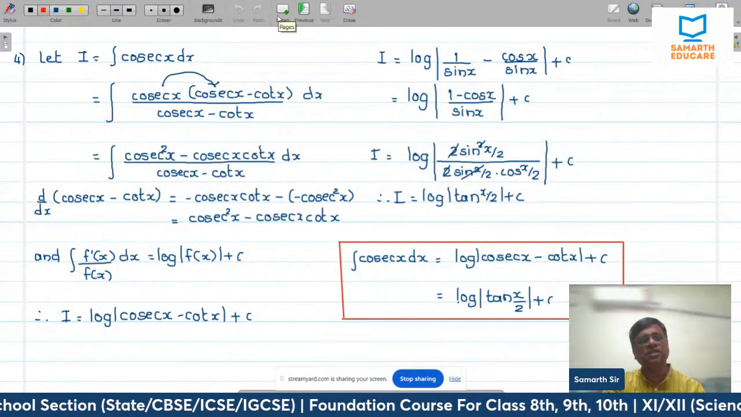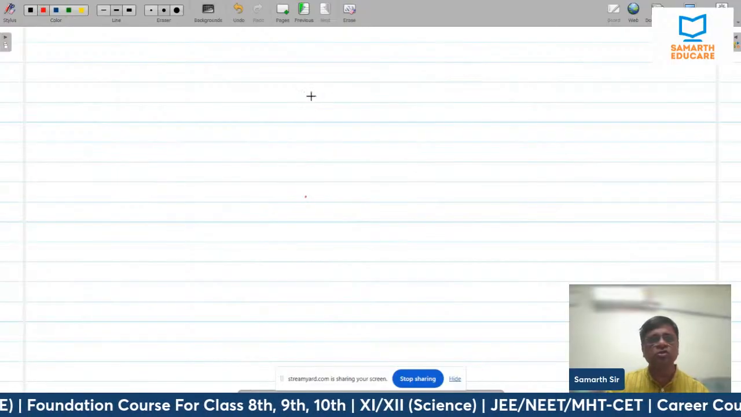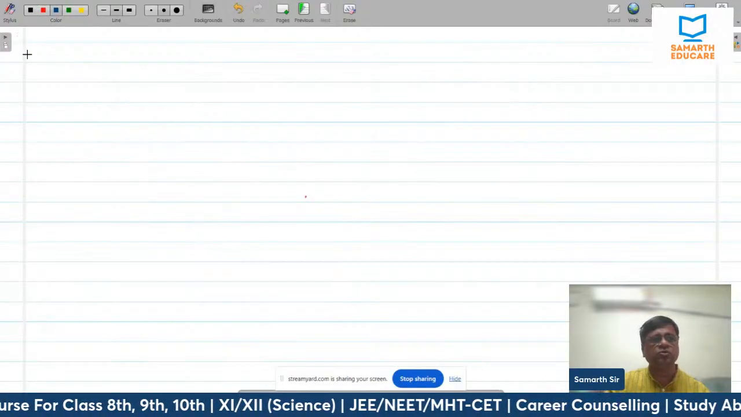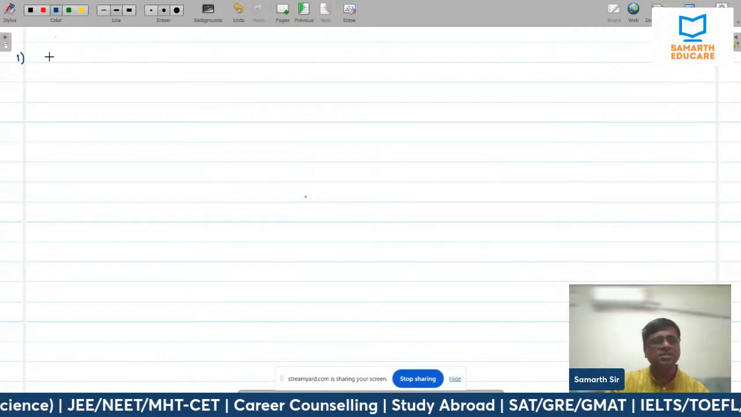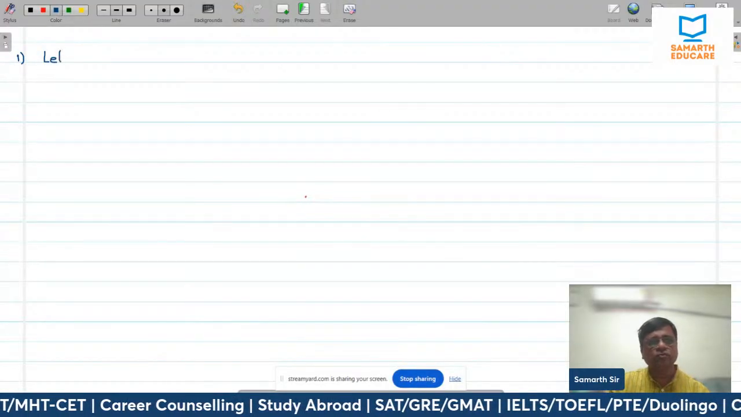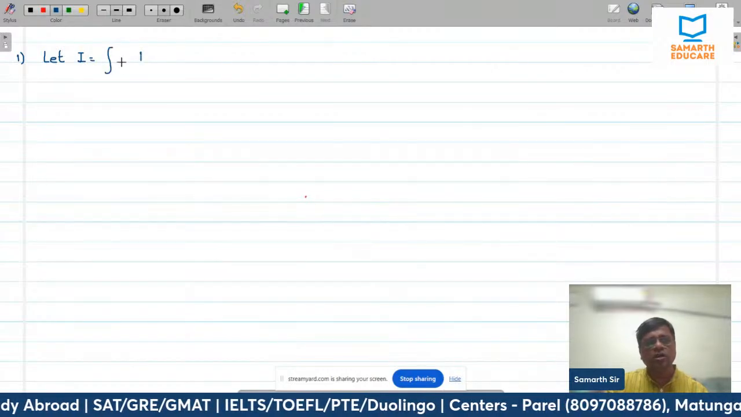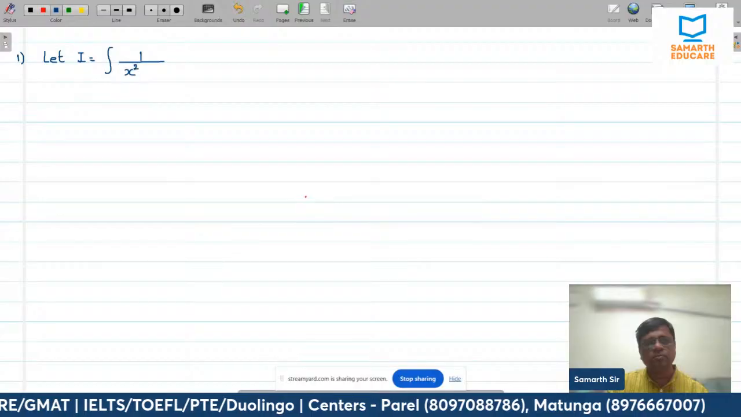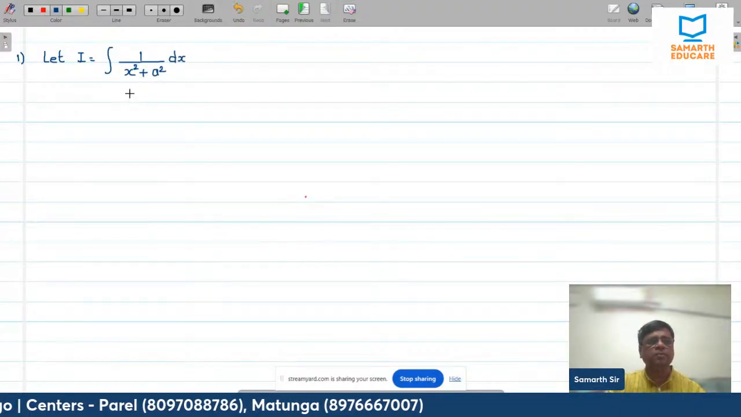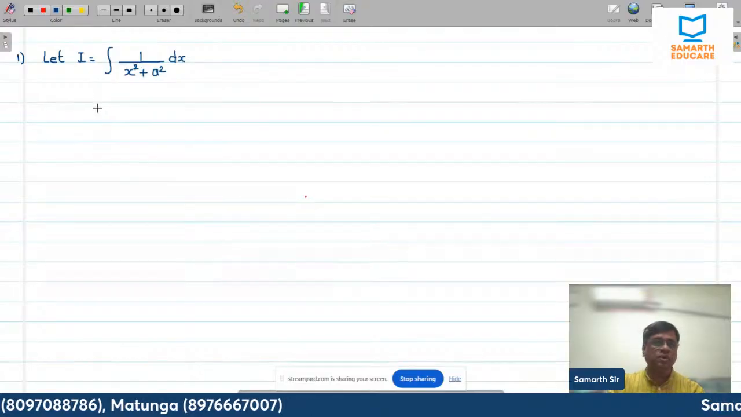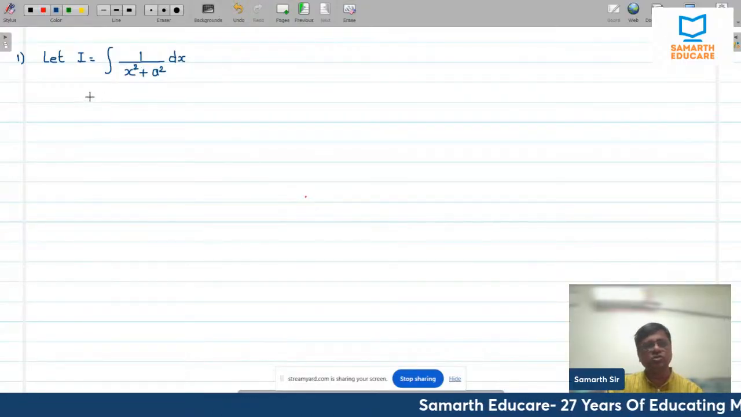Cosec x का integration किया था, and now to move ahead, we are going to start with three important standard forms today. The first one of this set, okay, is integration of 1 upon x square plus a square dx. Okay, now can be solved by using two methods. One simple method, first method is very simple method. We can use this method.